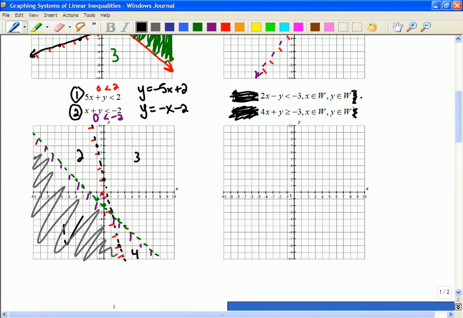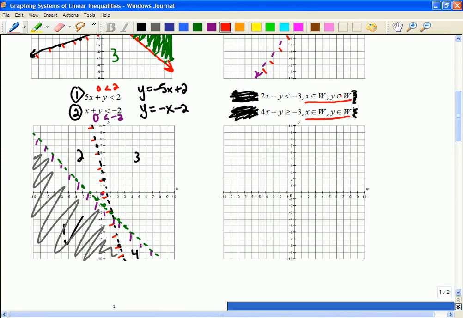Okay, so the ones we're working with are 2x minus y is less than negative 3. 4x plus y is greater than or equal to negative 3. Just like we did in the last questions. But what else is an additional constraint here? Yeah, we're dealing with whole numbers. So x must be a part of whole numbers, y must be a part of whole numbers.